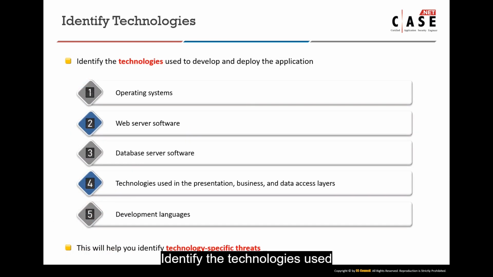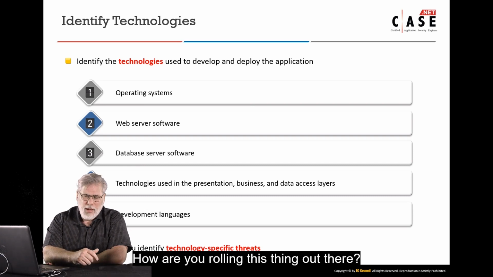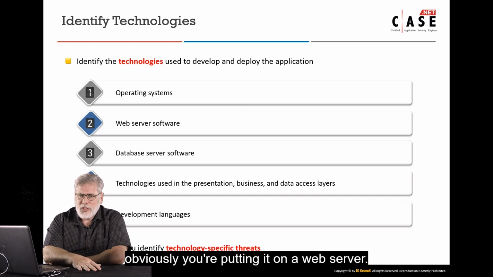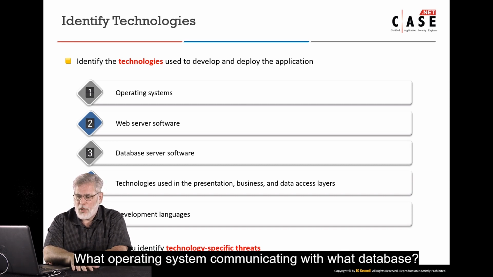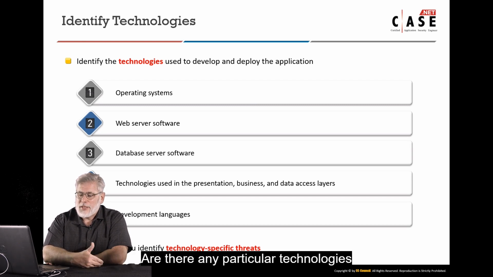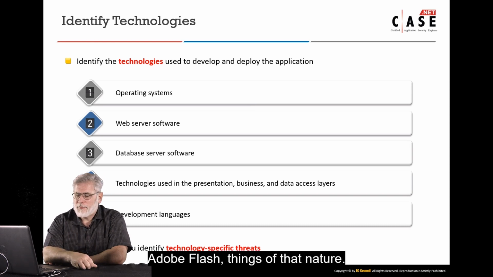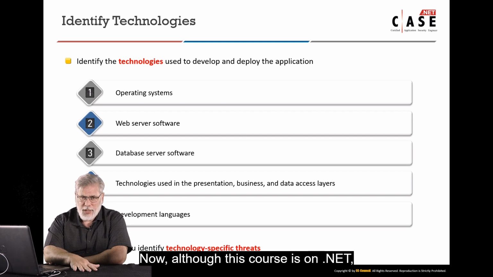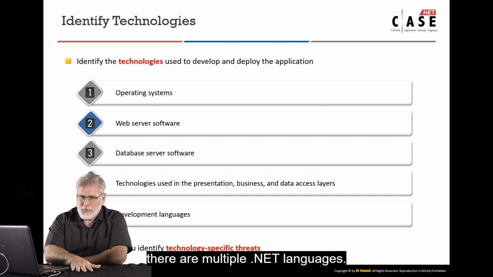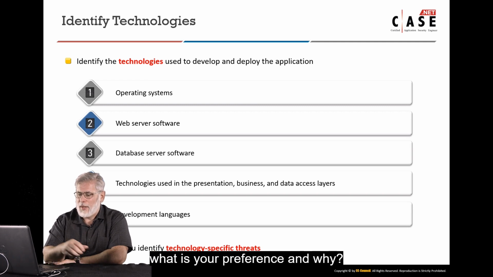Identify the technologies used to develop and deploy the application. How are you rolling this thing out there? Now, if it's a web application, obviously you're putting it on a web server. What web server software are you using? Running on what operating system? Communicating with what database? Are there any particular technologies you're going to be using? Adobe Flash, things of that nature. What programming languages do you want to use? Now, although this course is on .NET, there are multiple .NET languages. Are you using VB.NET, C#? What is your preference and why?